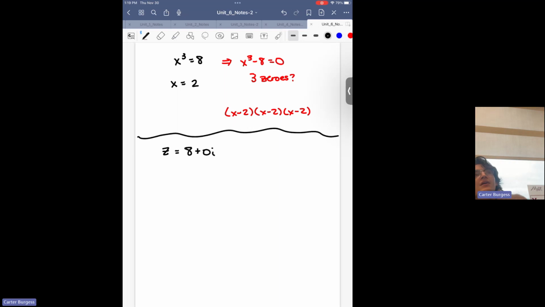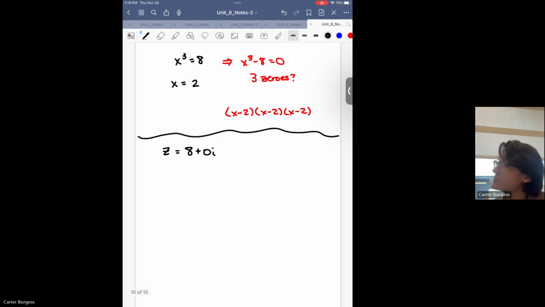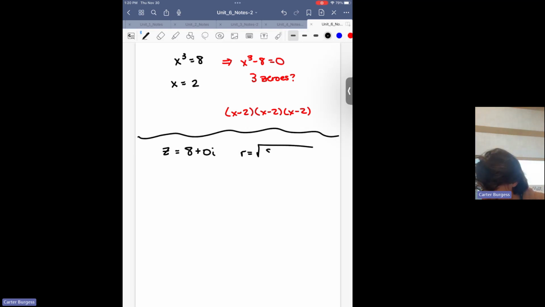0i. Now, in order to use DeMoivre's, what form do I need to be in? I need to be in my polar form. I need my r cis theta in order to be able to do that. How do I find r? What's my equation for finding r? Yeah, this is the square root of x squared plus y squared, or a squared plus b squared. However you want to do it, it is 8 squared plus 0 squared. The r value that I get is 8. Okay, good. The absolute value of 8 is in fact 8. It's nice that that is still working.